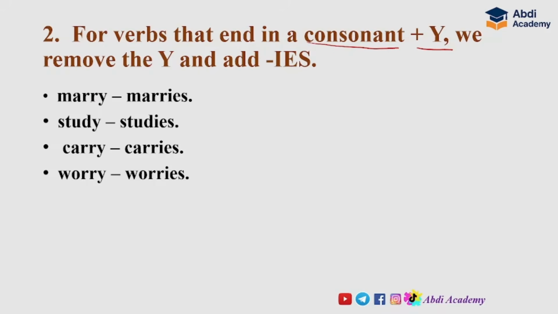For example, look at the verb marry. R and y, which is consonant plus y. Look at steady, d plus y. Look at carry, r plus y. Look at worry, r plus y. So we need to omit the final y, then we add the ies. So it becomes marries, steadies, carries, and worries.